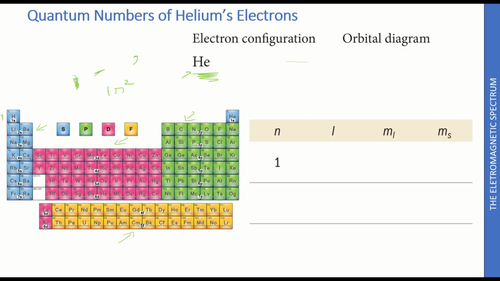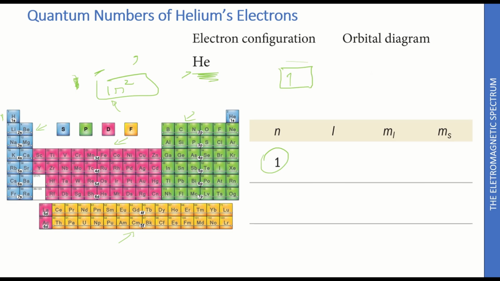Okay? So 1s2. If I want to write down all the quantum numbers for everything, 1 is the level of energy. So for one of those electrons, let me draw the orbital over here.